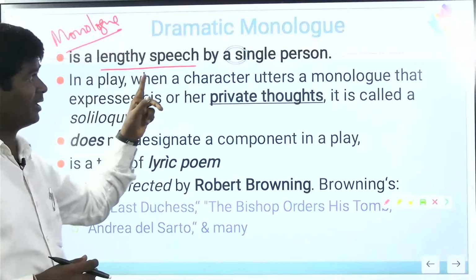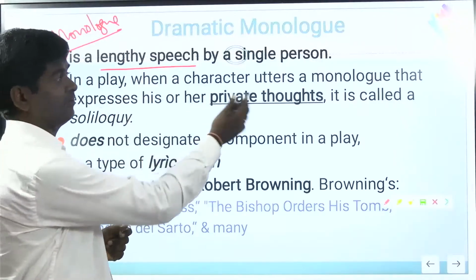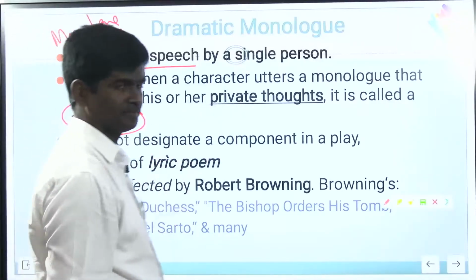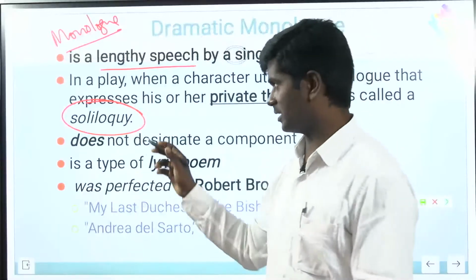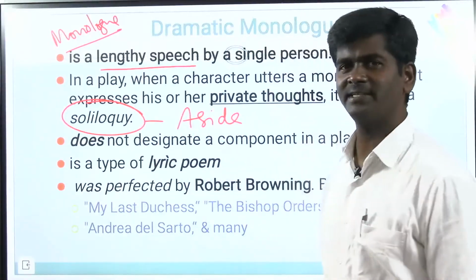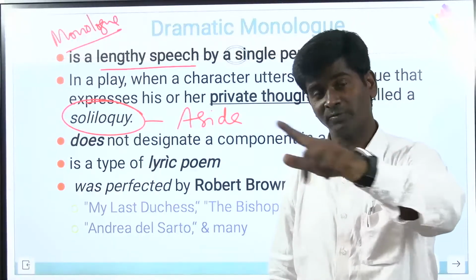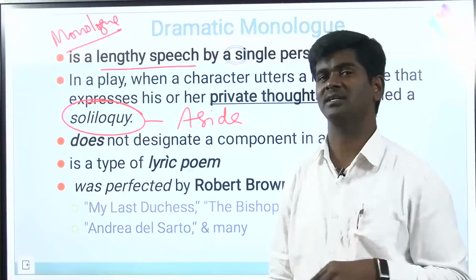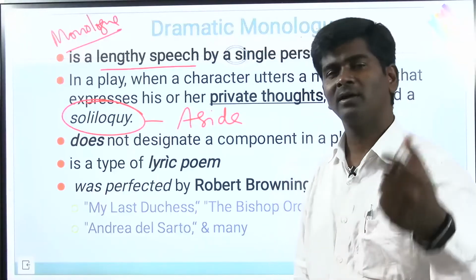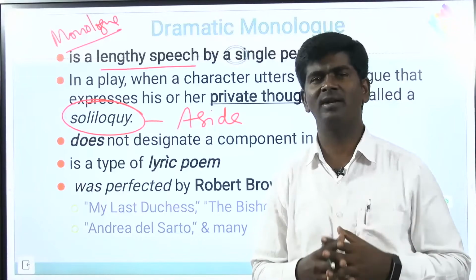Next, in a play, when a character utters a monologue that expresses his or her private thoughts, it is called soliloquy. Several times these bits were asked. What is soliloquy? What is aside? Several times you can find in the NET examination 2015, what is the definition of aside? What is the popular soliloquy? "To be or not to be, that's the question" is an example.